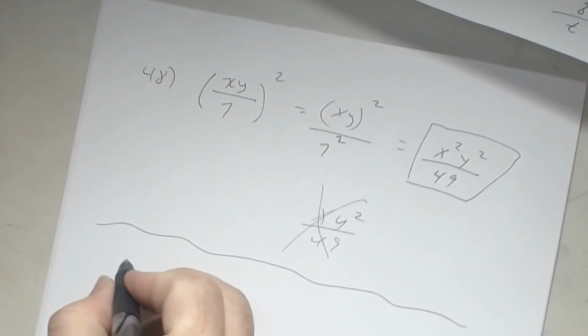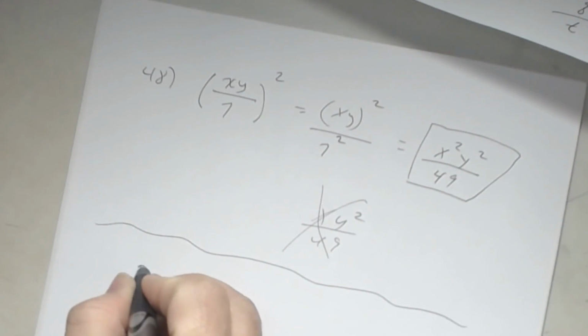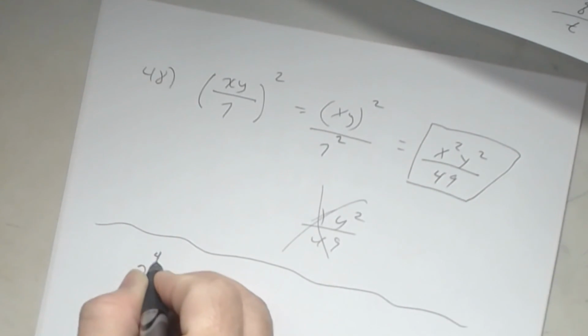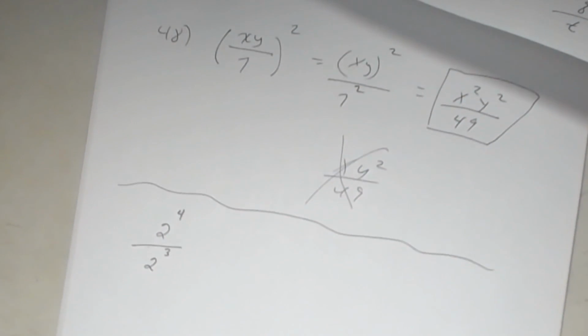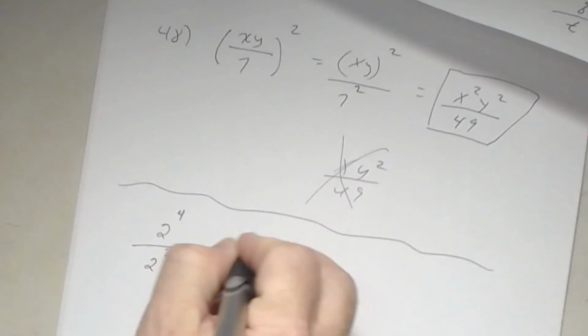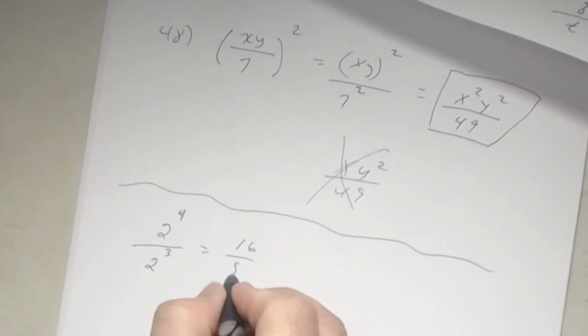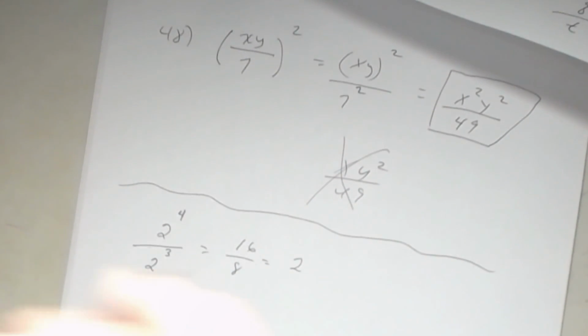Okay, so now let's look at this. Suppose we had 2 to the 4th power divided by 2 to the 3rd power. Let's just use a calculator for right now. What's 2 to the 4th? 16. What is 2 to the 3rd? 8. So 16 divided by 8 is 2.